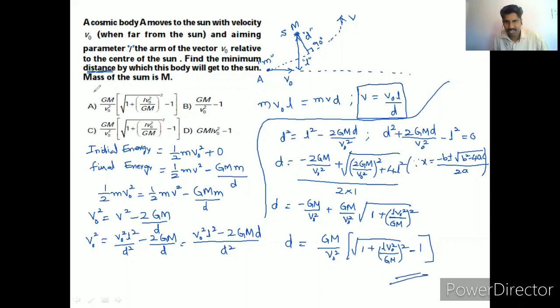Which option is there? GM by v naught square under root of 1 plus L v naught square by GM whole square minus 1. The first option is the correct one. But they gave both as the same, it is a mistake. We can treat it as a plus. So the first one is the correct option. Then we will see the next problem.